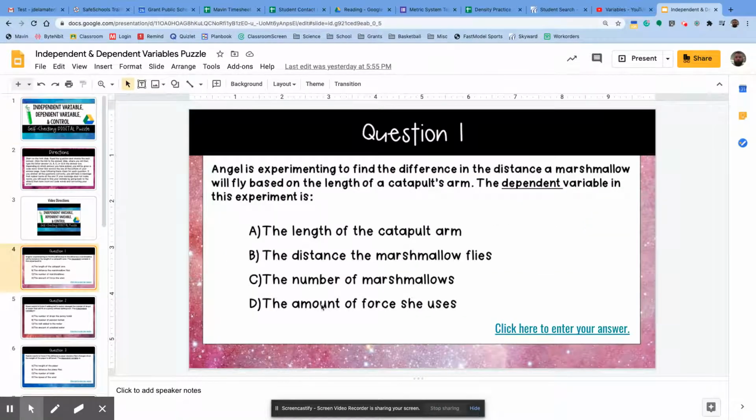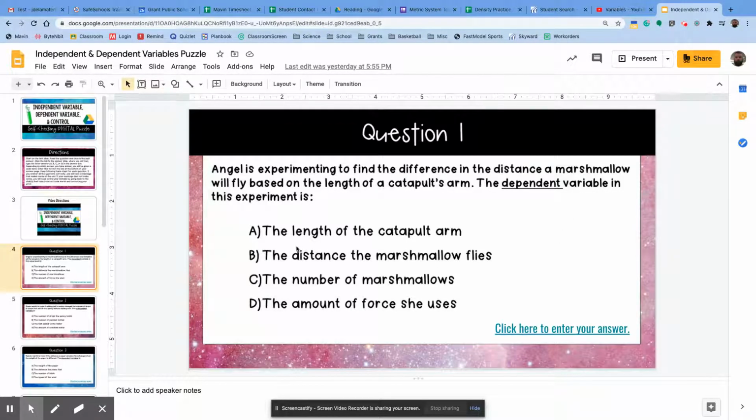So we're going to go through the answers to the independent and dependent variables puzzle from yesterday and talk about those real quick. So question number 1, Angel is experimenting to find the difference in the distance a marshmallow will fly based on the length of a catapult's arm. The dependent variable in this experiment is.